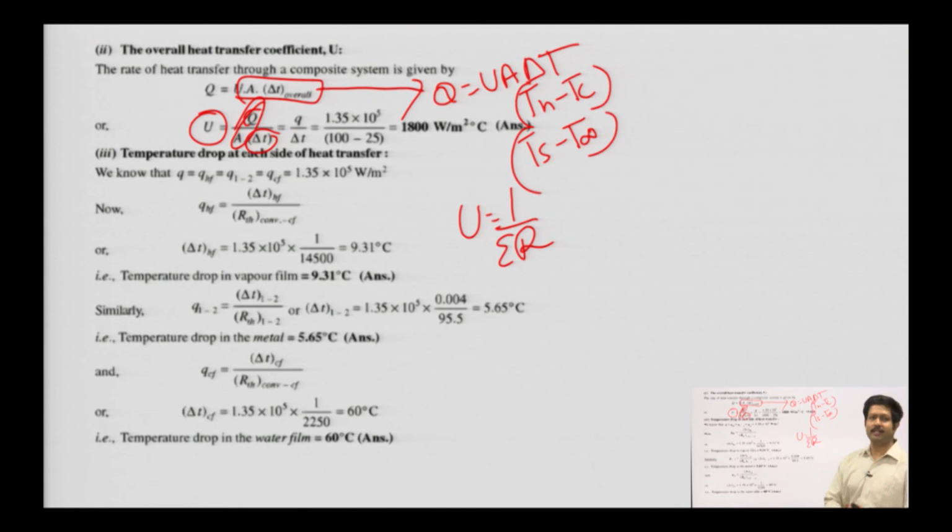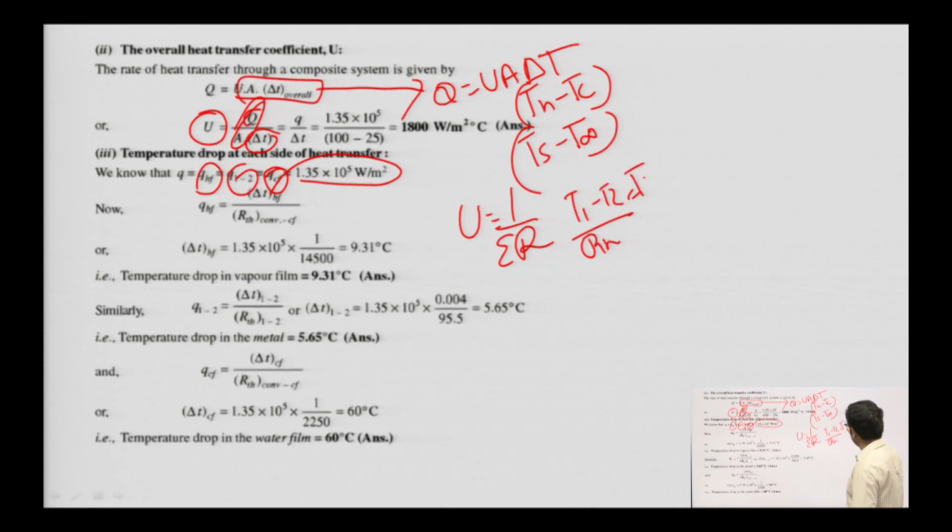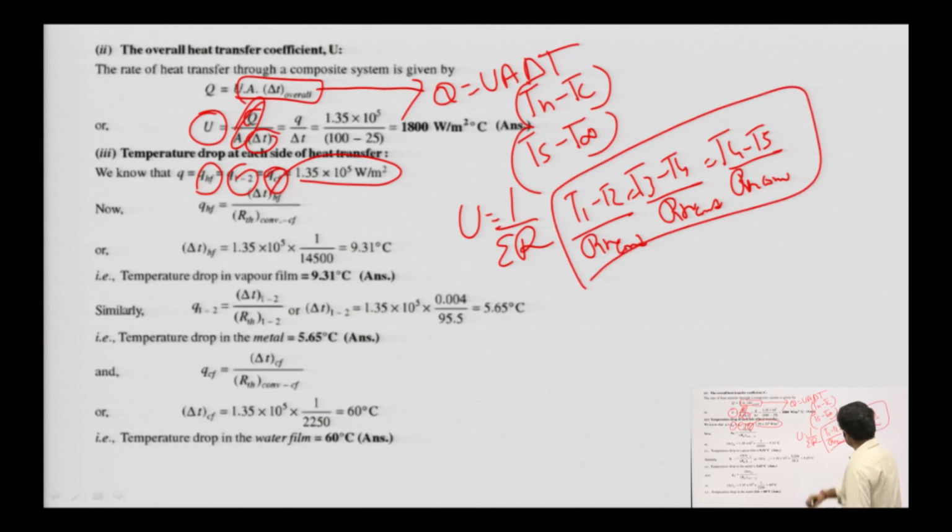So here also we are doing the same thing. Here also see, Q is equal to QHF, Q1 to 2, that's the metallic plate, and Q cooling fluid, so it remains the same. So you just need to take out the temperature drop at each side. On each side you can adjust it like T1 minus T2 by thermal resistance, which will be equal to T3 minus T4 by thermal resistance, I am taking just an example, it could be conduction, and T4 minus T5 by thermal resistance, it could be convection. So everything will remain the same. This is all Q, so the Q will remain the same.